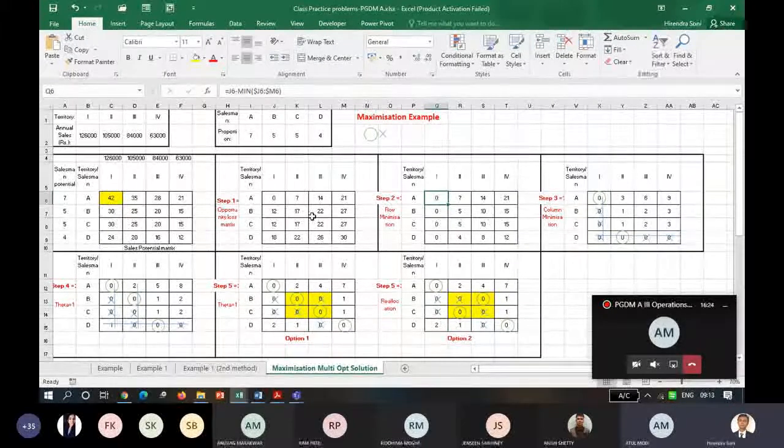So you will identify theta, you will subtract theta from all the uncovered cells, you will add it at the intersection. The cells which are covered under the lines will remain as they are, except the intersection cells.